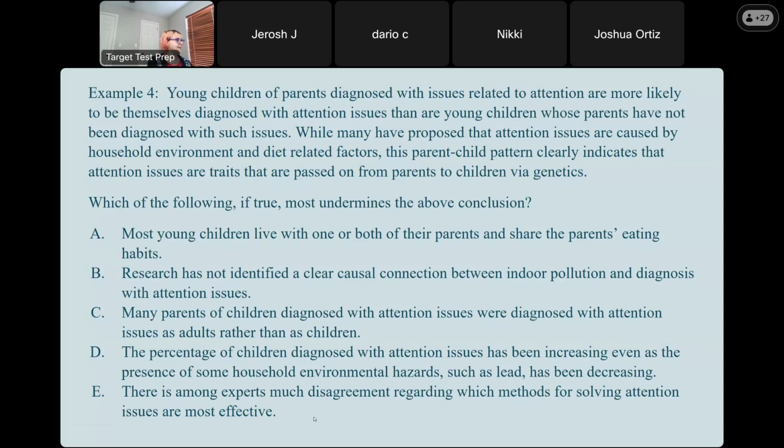And then E. There is, among experts, much disagreement regarding which methods for solving attention issues are most effective. We aren't talking about solving attention issues. We are talking about diagnoses. So this one is further down the line than we are in the process. We are at the diagnosis stage, and this is at the solution stage. We are not there yet.